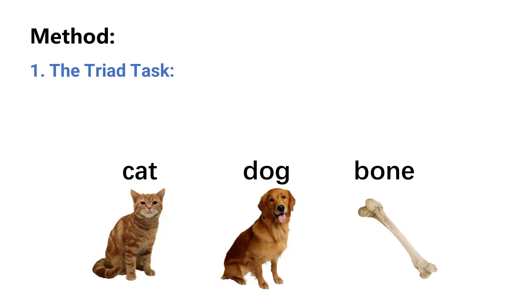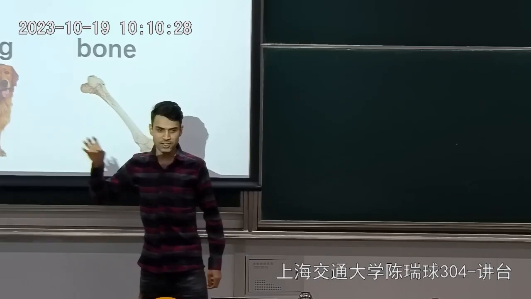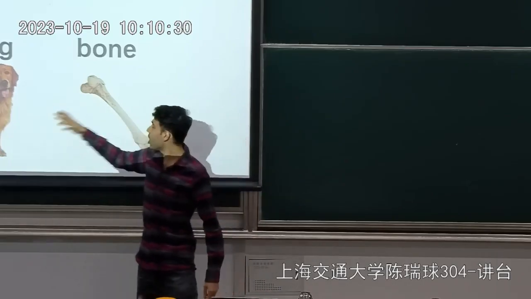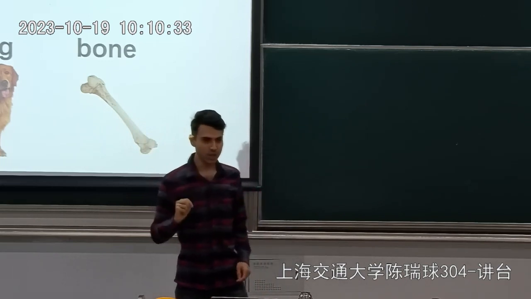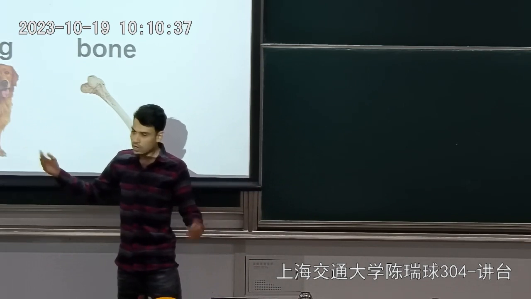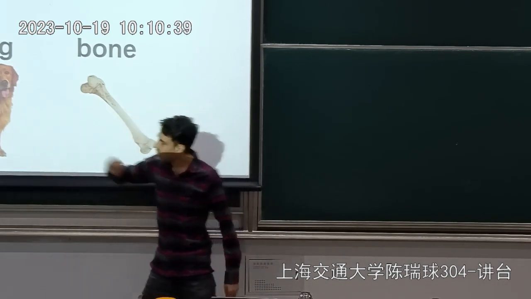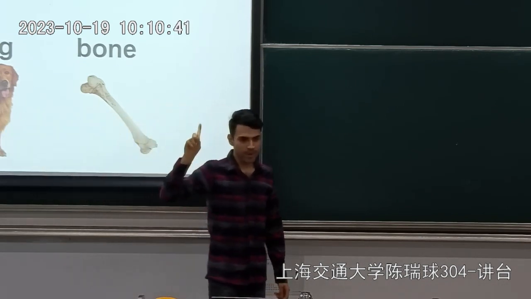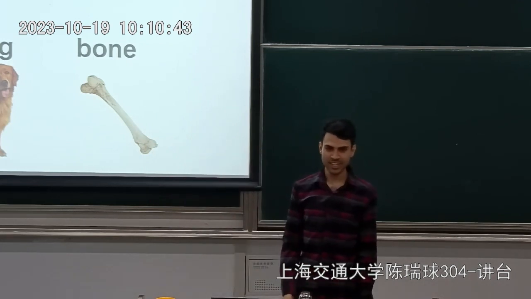In this part, you will be given 3 items, for example, a cat, a dog, and a bone. If I ask you to choose a pair, you may choose cat and dog, or dog and bone, or cat and bone. Choose a pair. What do you choose?